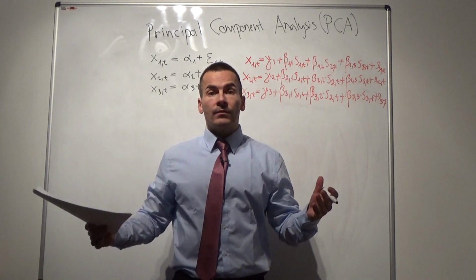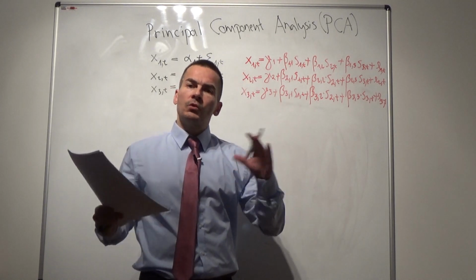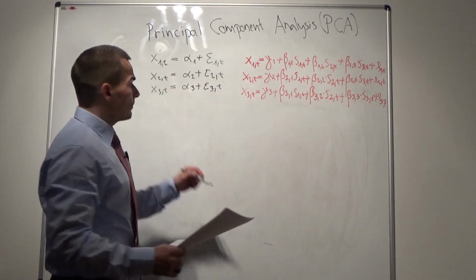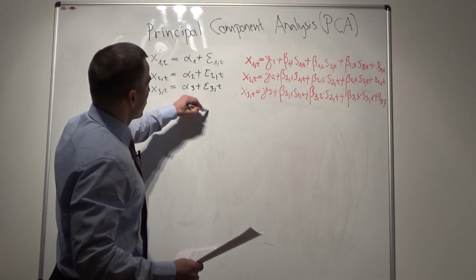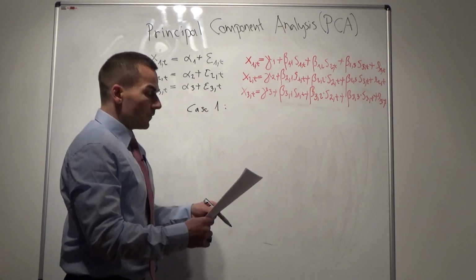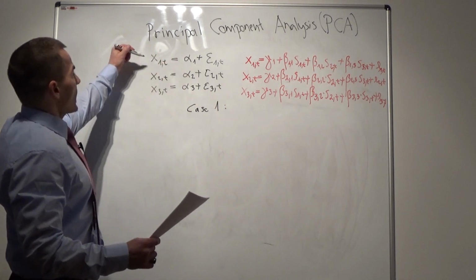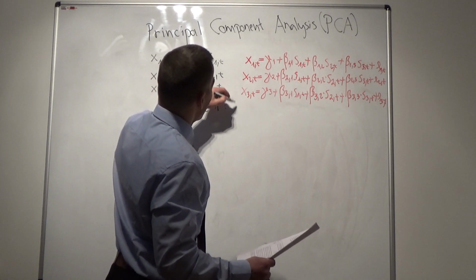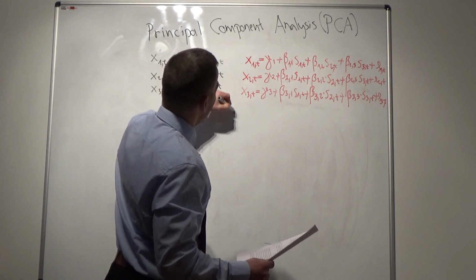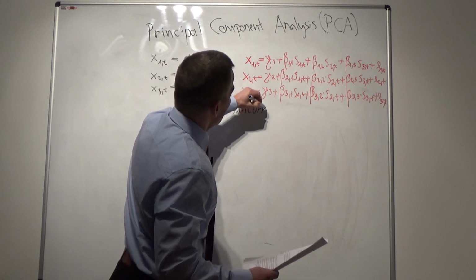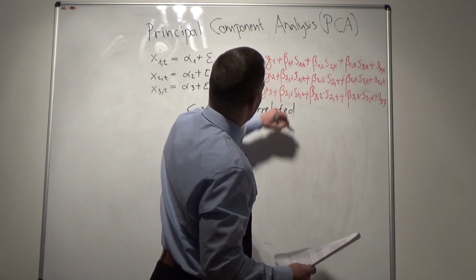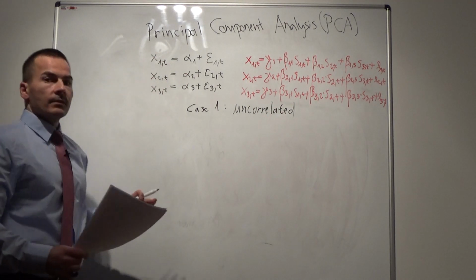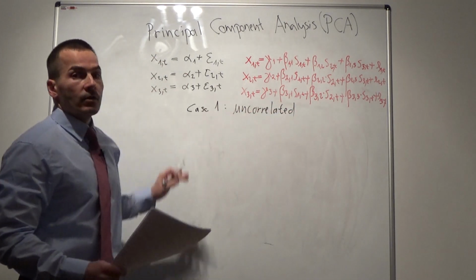In order to investigate this issue, let us distinguish two different cases, two extreme cases. So case one: we assume that these processes here, our x1, x2, x3, are uncorrelated. So the first case is uncorrelated. How would the covariance matrix of our three variables look if they are completely uncorrelated?